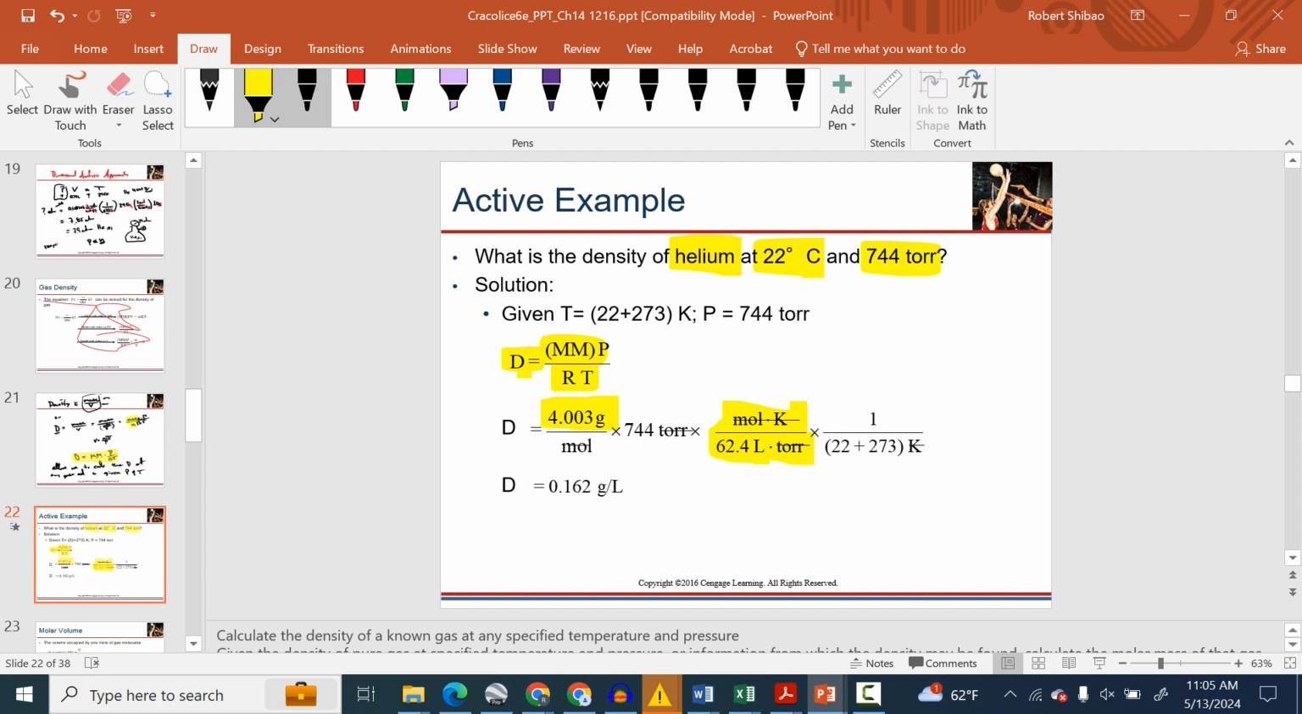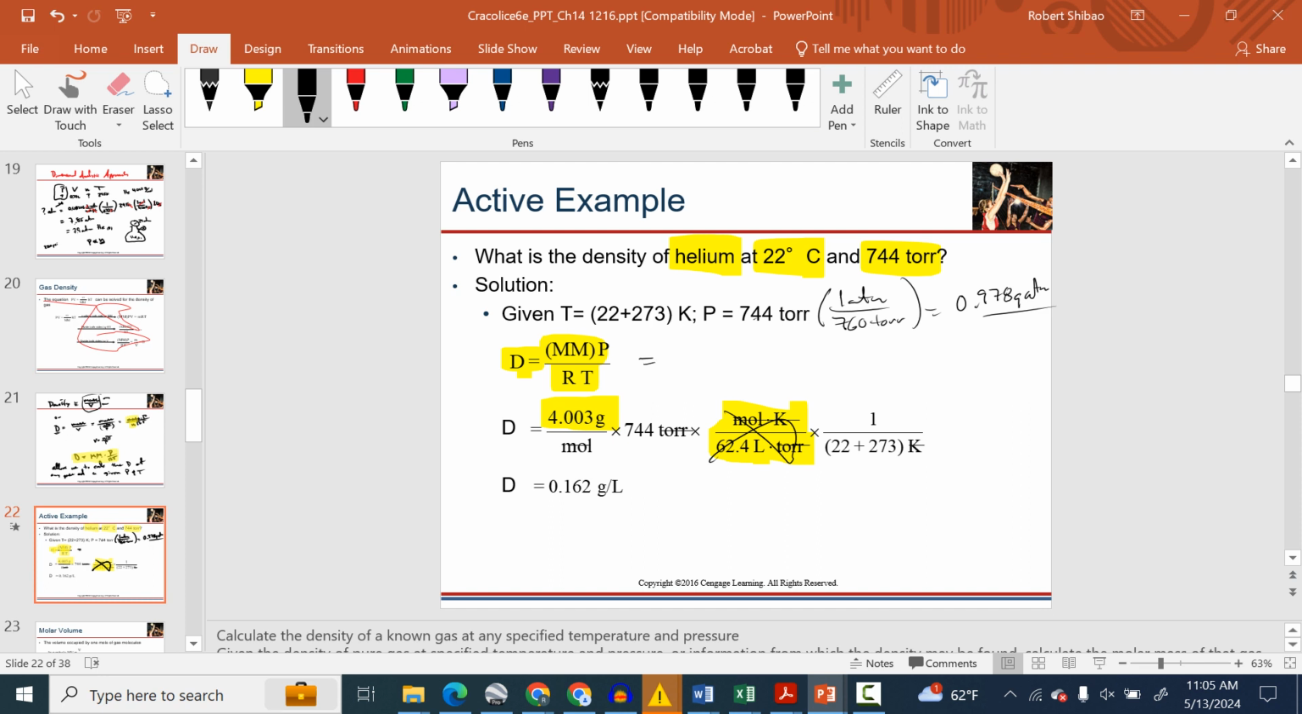Yeah, so what I would do here is I wouldn't even bother with this. What I would do is convert torr into atmospheres. So we know that 1 atmosphere is equivalent to 760 torr. And so I would go 744 divided by 760. 0.9789 atmospheres. Yeah, I'd plug that in.